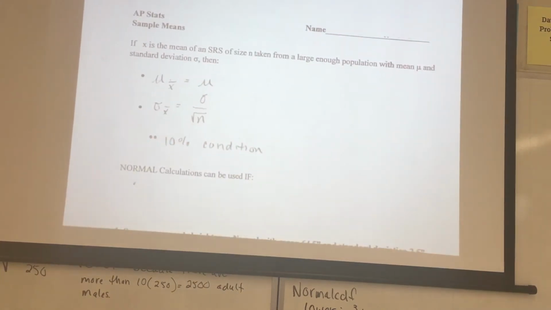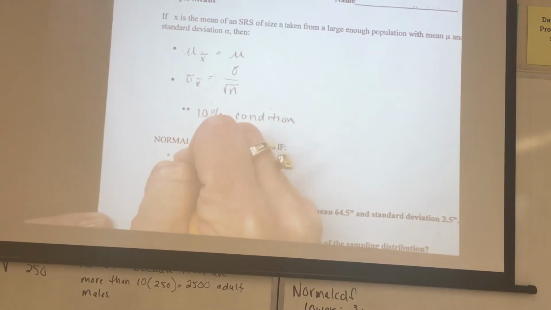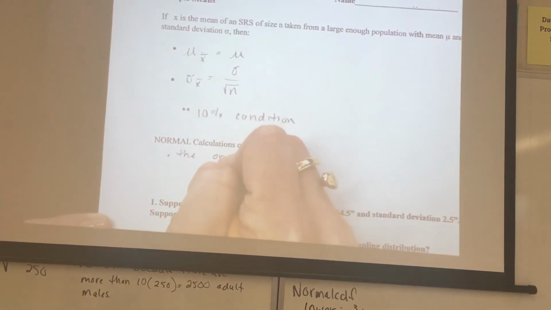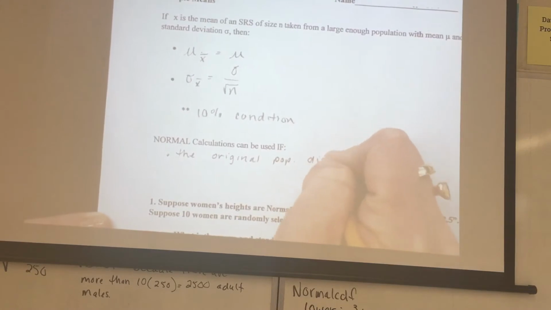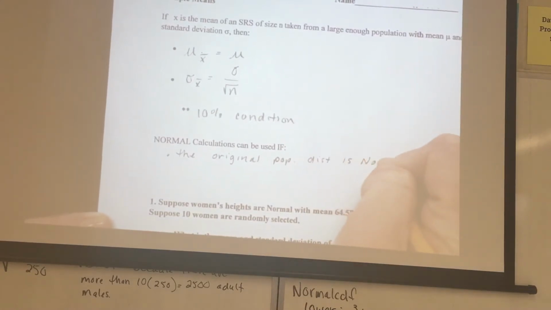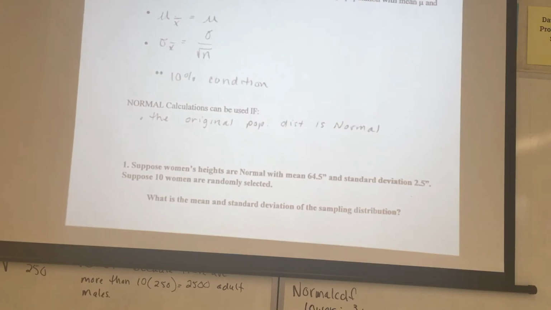Sometimes the original population distribution is normal. They will tell you that in the problem. If they say that, then you're good to go. So that's case 1: the original population distribution is normal. That doesn't always happen, so we have a second bullet that we're going to add here.